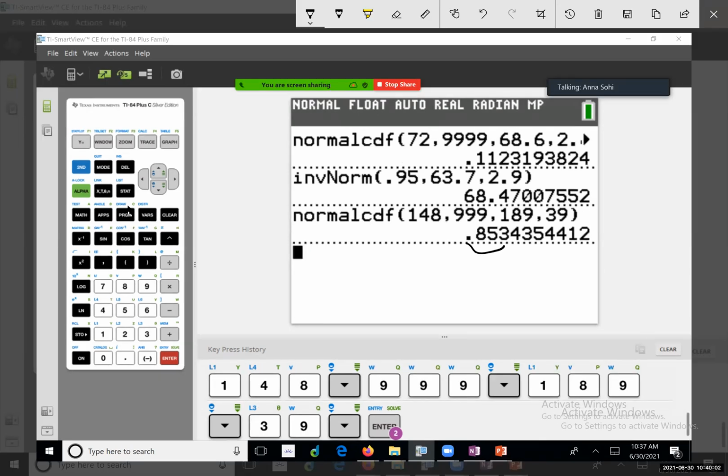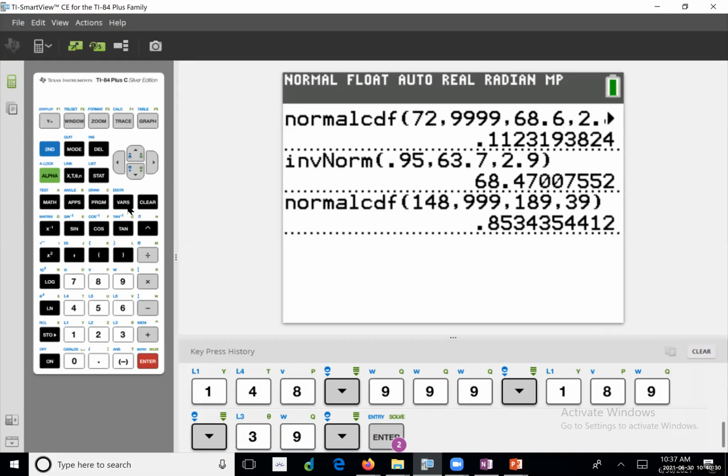If you randomly select an adult, there's an about 85% chance that that male adult. They use male because they imagine the worst case scenario where males' weight tend to be higher than females' weight. That's why they say, let's imagine that everyone in there is a male. So there is an 85% chance if you randomly select one person, that male will be heavier than 148 pounds.